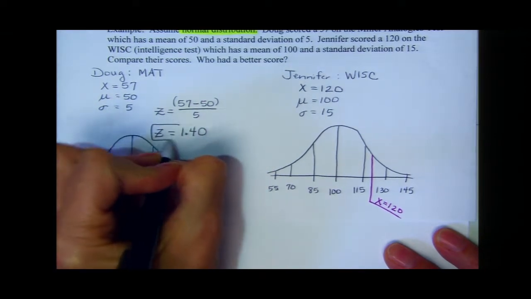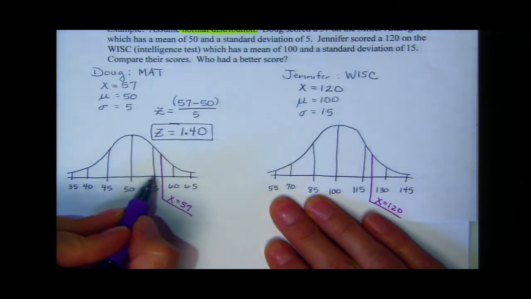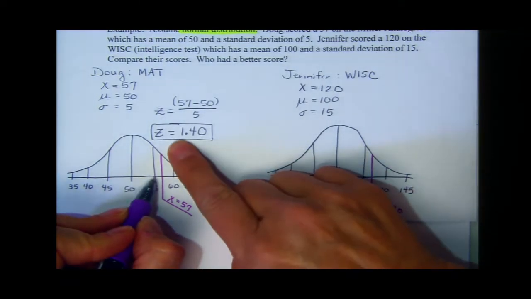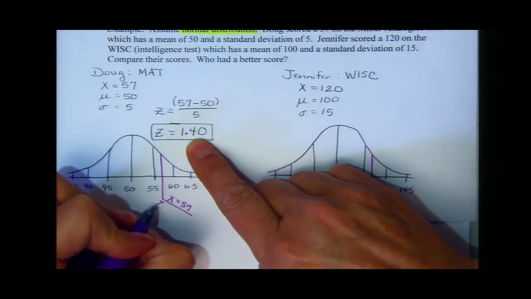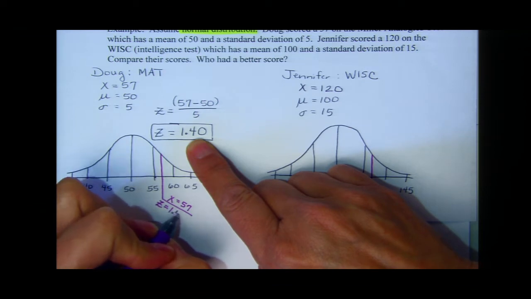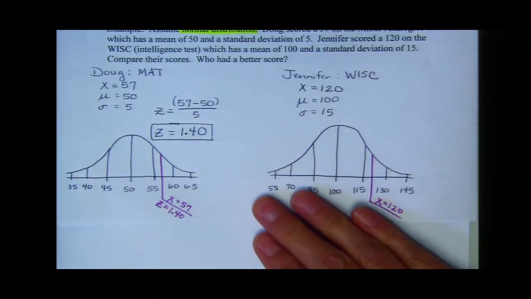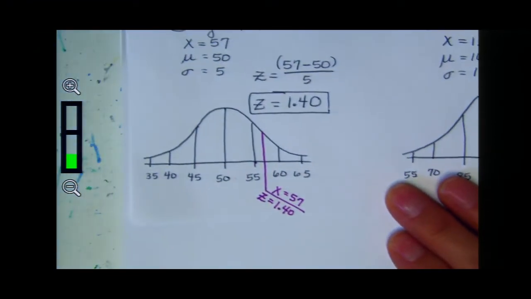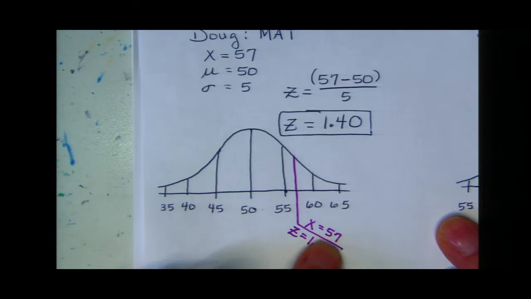So this right here tells me that Doug is 1 full standard deviation and 0.4 away from the mean. His raw score is 57, but his standardized score is 1.4. So in essence, the 1.4 and the 57 are the exact same score. It's just one is raw and one is standardized.